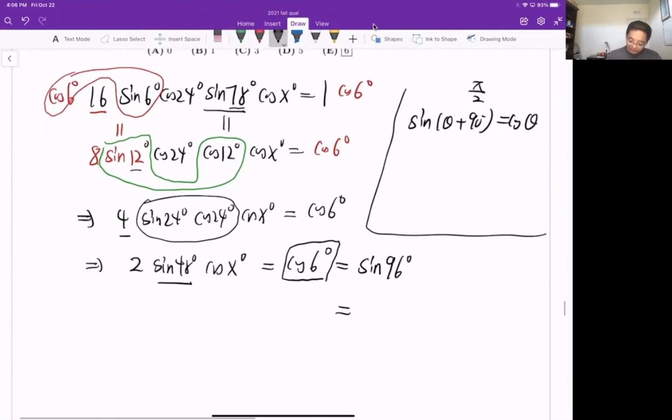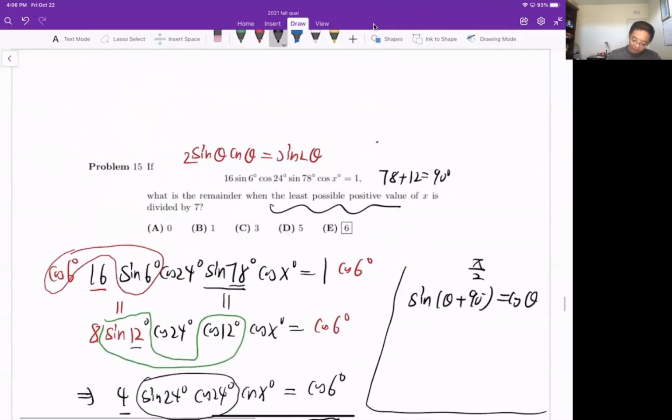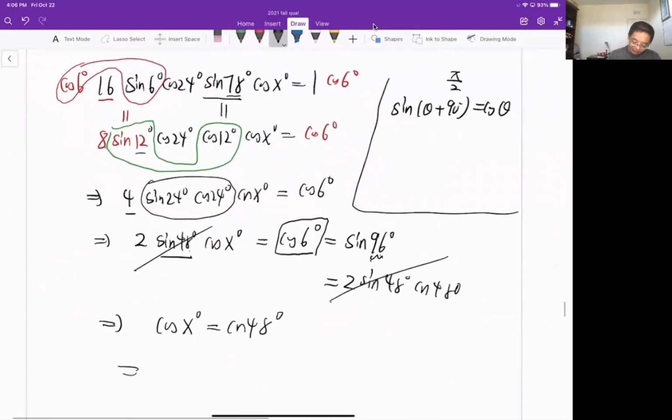And then you say, oh, well, this guy, twice 48, if you want to keep doing the double angle things, you get 96, right? So that's why we get the 96. So this is 48 times cosine 48, and cancel on both sides, and you get cosine x equals cosine 48, right? Now what we are looking for is the least possible value of x, and obviously the least value of x is 48. Then if you divide by 7, the remainder will be just 6 modulo 7.